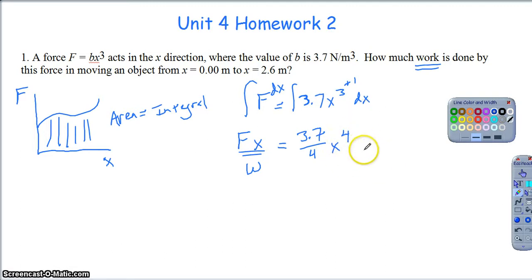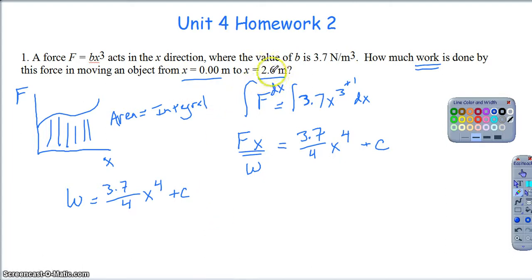And then because I do integrate it, I do have to add that plus c, right? Don't be thrown off by the plus c. So I get the work equals 3.7 divided by 4 times x to the fourth plus c. We actually don't have a way right now of finding out what the c is, but it doesn't matter because they give us two positions to work with, right? They're asking us to find how much work was done in moving it from this location to this one.